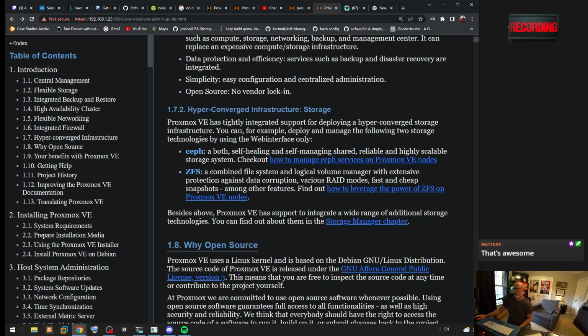Proxmox VE has tightly integrated support for deploying a hyperconverged network storage infrastructure. I love that they're thinking of the storage question. See, Kubernetes doesn't do that. You can, for example, deploy and manage the following two storage technologies by using the web interface only. And I already deployed Ceph. Ceph, a both self-healing and self-managing shared, reliable, and highly scalable storage system. Check out how to manage Ceph services with Proxmox. ZFS, a combined file system and logical volume manager with extensive protection against data corruption, various RAID modes, fast and cheap snapshots, among other features. Yeah, I'm already connected. Find out how to leverage the power of ZFS on Proxmox.